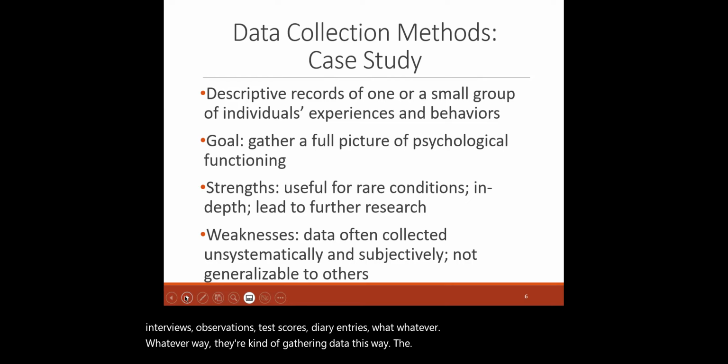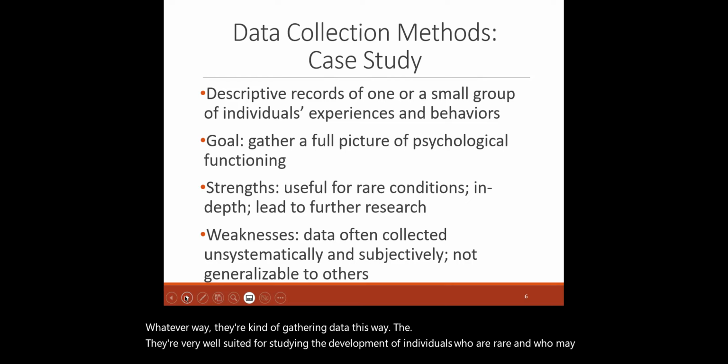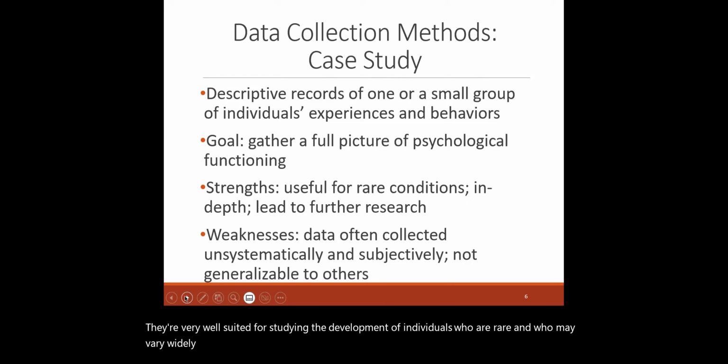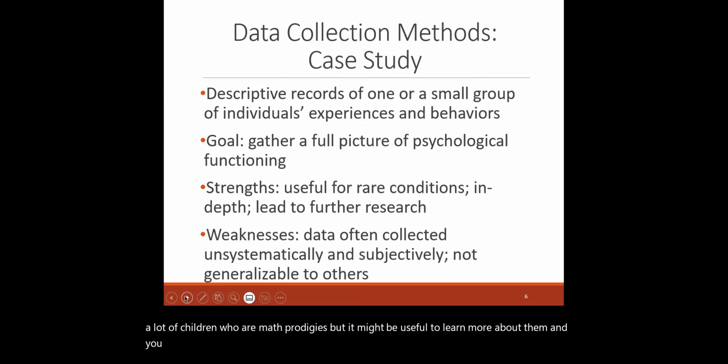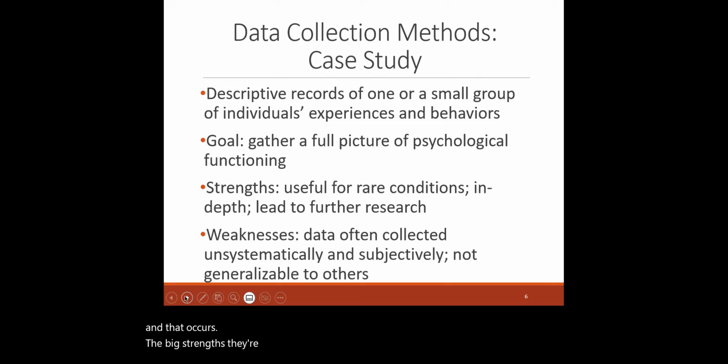They're very well suited for studying the development of individuals who are rare and who may vary widely in characteristics. Child prodigies are one such example. So, I mean, we don't run into a lot of children who are math prodigies, but it might be useful to learn more about them and, you know, why that occurs.